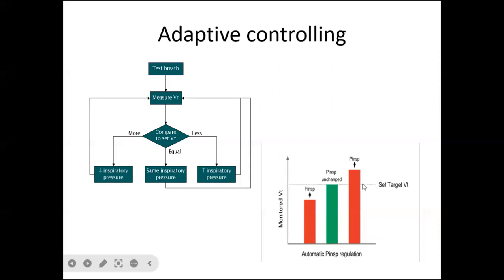You can see here, this is set tidal volume. If the volume shoots up, it's going to decrease the pressure. If the volume delivered is less, it's going to increase the pressure to meet the desired tidal volume.